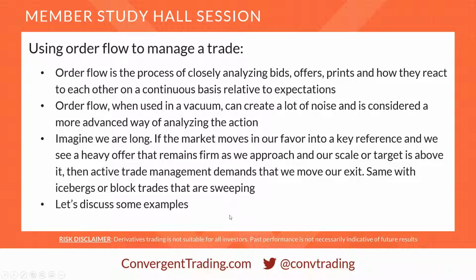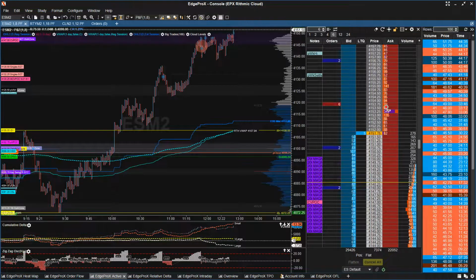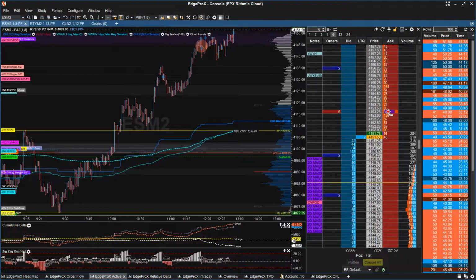Imagine we are long. If the market moves in our favor into a key reference and we see a heavy offer that remains firm as we approach, and our scale or target is above that heavy offer, then active trade management demands that we move our exit below that area. So what does that look like? Let's say my exit is 53.75. I can see there's a block trade at 53 and a quarter. I'm able to see this block trade because of Rhythmic, because of MBO. But I'm looking for a scale out because of the way I've coded my mechanical strategy. I've got a scale out at 53.75.